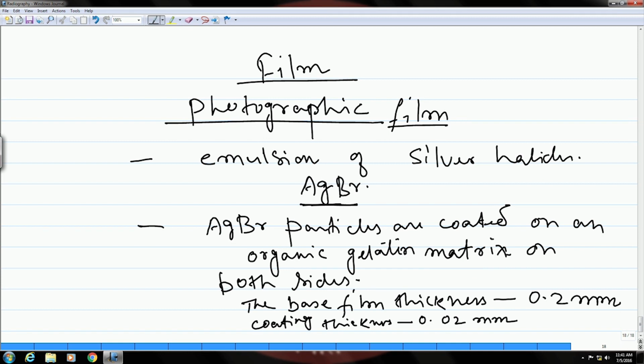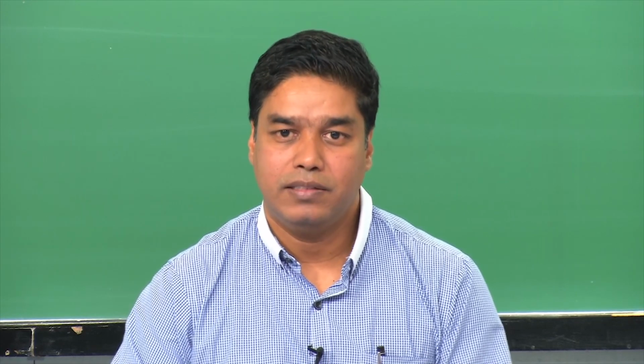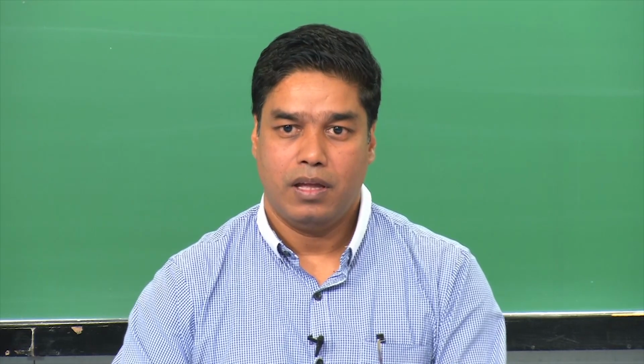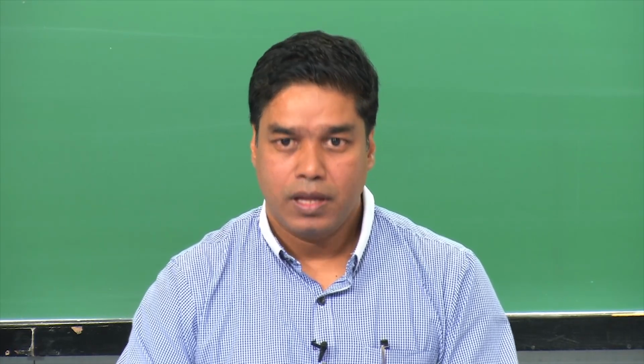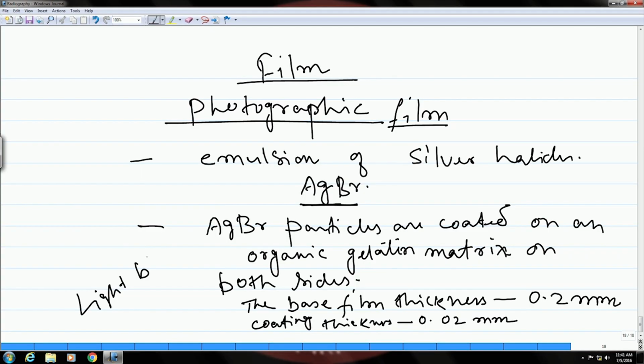You have this emulsion which contains these silver bromide particles, and this emulsion is coated on a plastic material, like a gelatin matrix, as a thin coating. And if you see this film before the exposure, it looks like a light blue color film. We have most of the time seen it as a black color film, because when it is exposed it becomes black. But before exposure, the color is light blue.